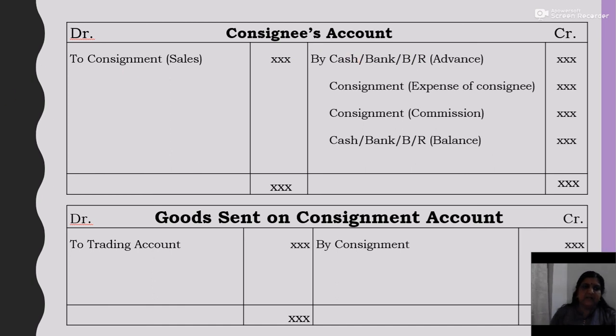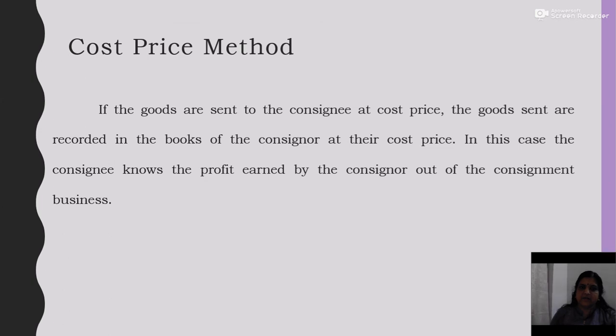So these are the journal entries and the ledger accounts required in case of consignment, and we are talking about the cost price method. Okay, thank you.